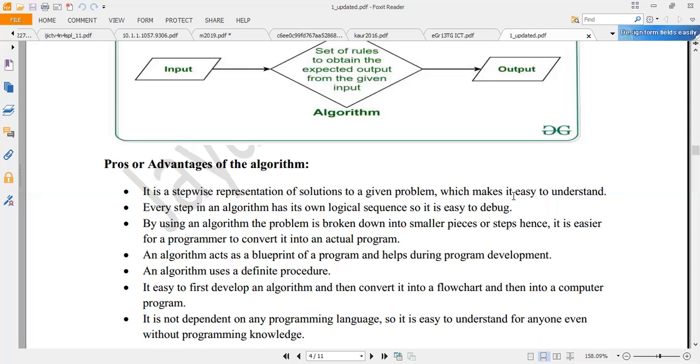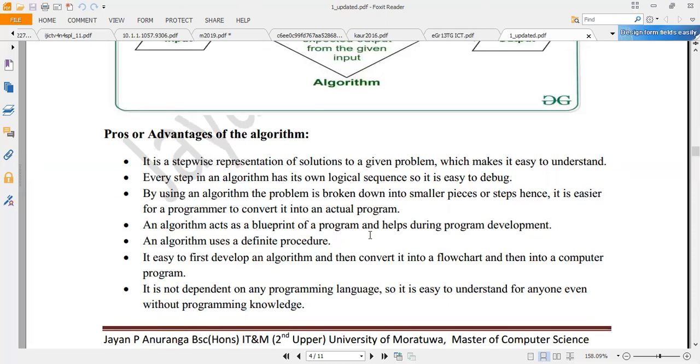It is not dependent on any programming language, so it is easy to understand for anyone, even without programming knowledge. The algorithm and also the flowchart are targeting non-technical people. It is independent from programming languages, therefore any person can convert that algorithm or flowchart, and it can be implemented in many different kinds of programming languages.